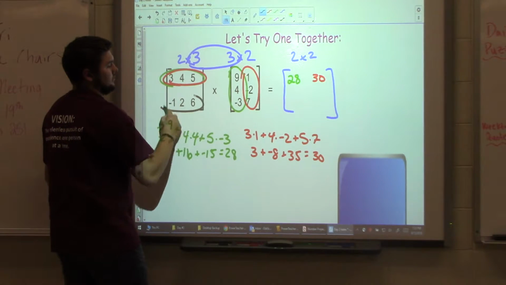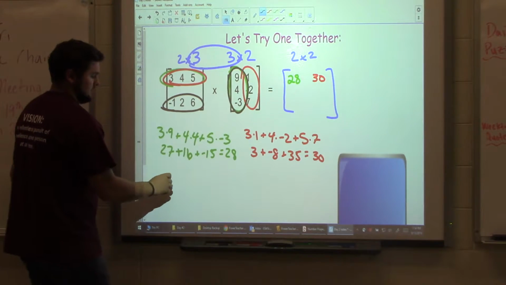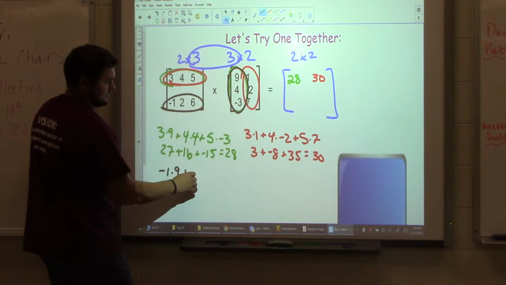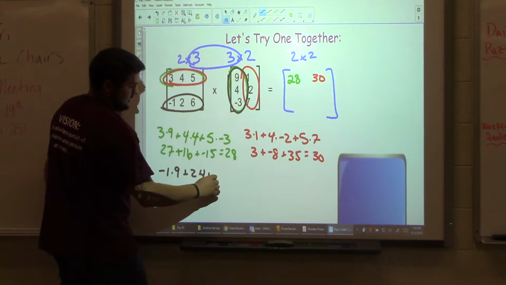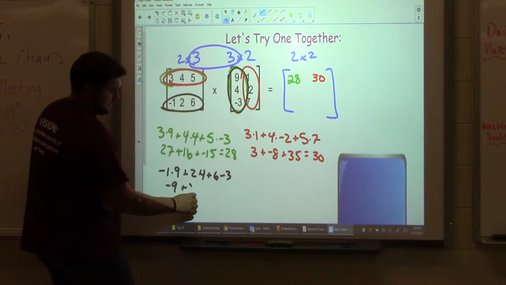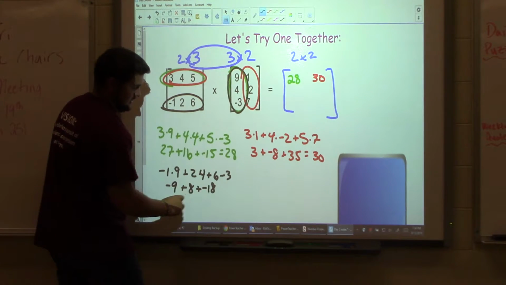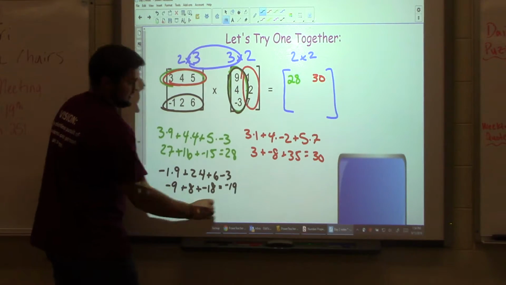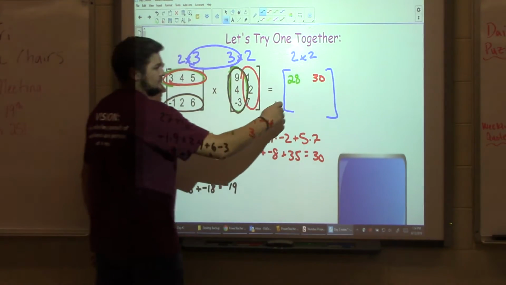Alright, bottom left. Negative 1 times 9 plus 2 times 4 plus 6 times negative 3. So negative 9 plus 8 plus negative 18 should give me negative 19. That was bottom left.